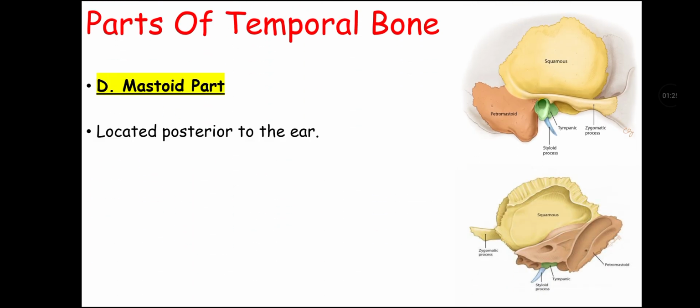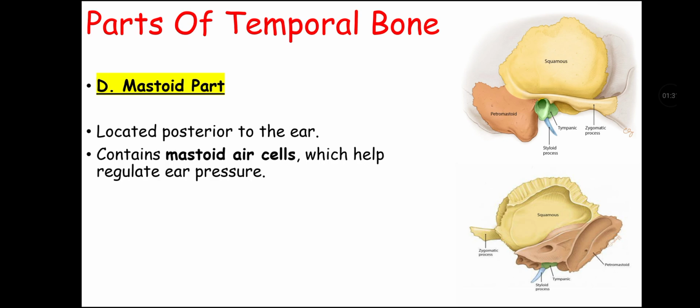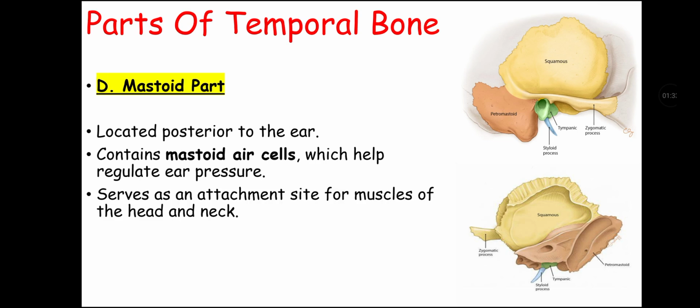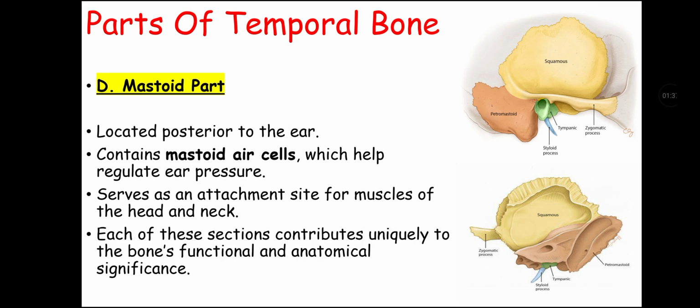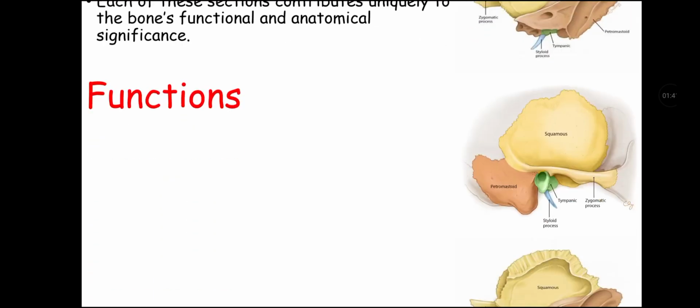Next part is mastoid part. As you can see here in the diagram, it is located posterior to the ear. It contains mastoid air cells which help regulate ear pressure. It serves as an attachment site for muscles of head and neck. Each of these sections contributes uniquely to the bone's functional and anatomical significance.